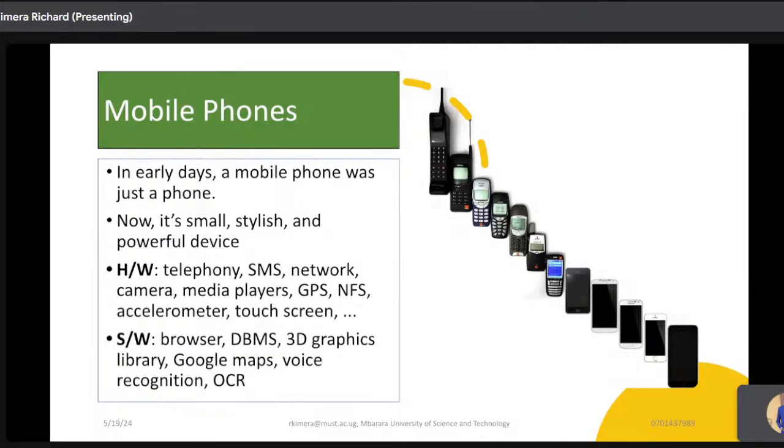And then, so that's how mobile phones evolved.